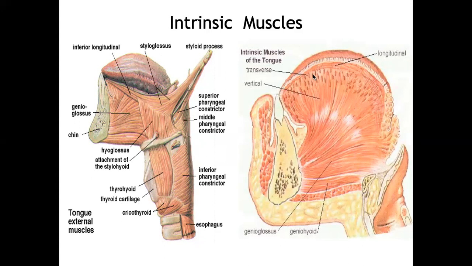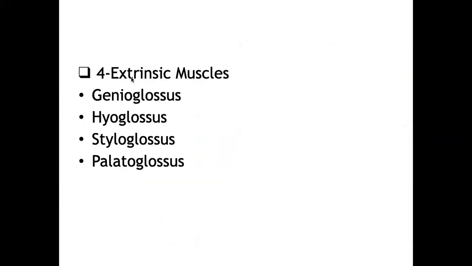What are these muscles? These are skeletal muscles. They are present within the substance of the tongue. There are other muscles also which are coming from outside. Those are extrinsic muscles. We will discuss that in the next slides. What are the 4 extrinsic muscles? We have got genioglossus, hyoglossus, styloglossus, and palatoglossus.